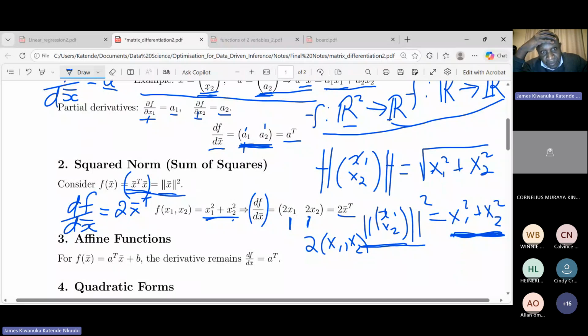Is it making sense so far? So there's some resemblance to what you see when just working with ordinary derivatives of polynomials. It's just that now we are working with matrices.